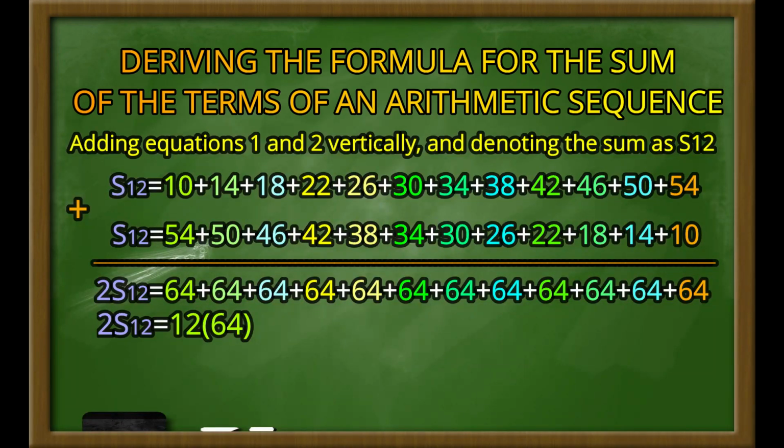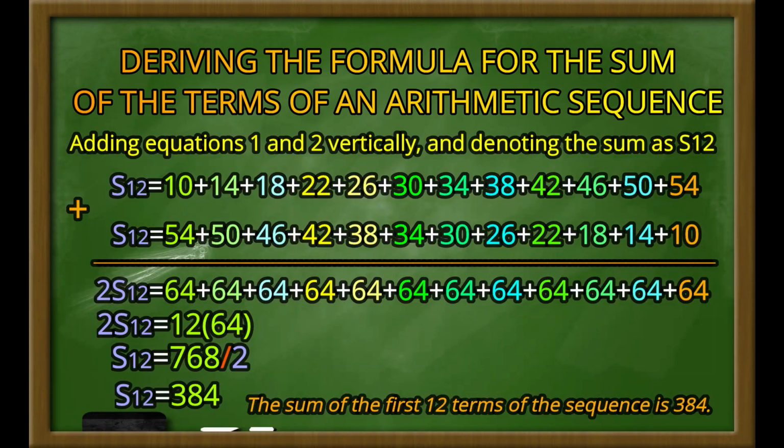To get the sum, we will just multiply 64 by 12. The sum is therefore equal to 768. But notice that this sum is equal to 2S of 12. 2S of 12 means it is twice the exact sum. To get the actual sum, we will have to divide 768 by 2. Therefore, the summation up to the 12th term is equal to 384.